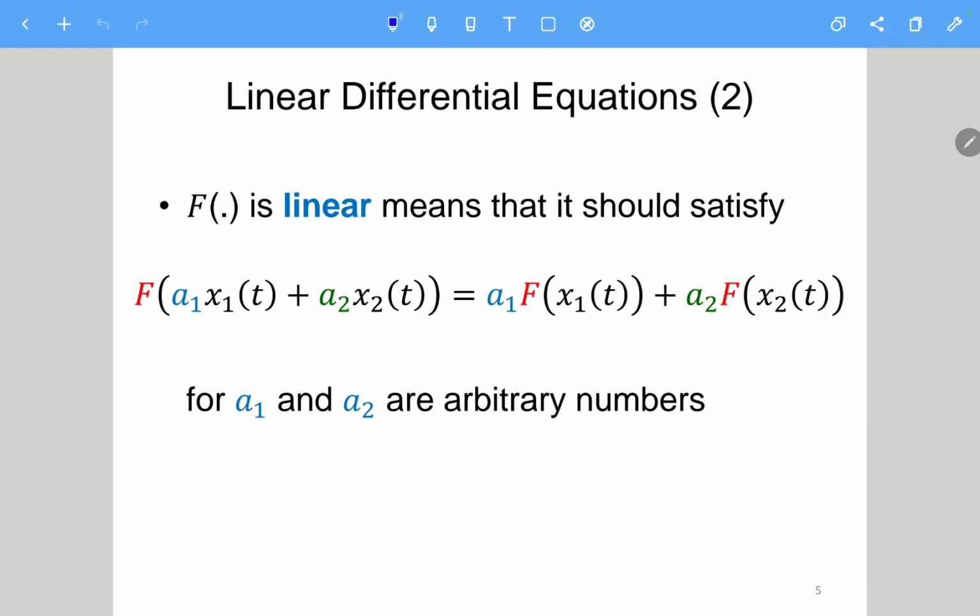Okay, and in another sense, if the functional f is linear, it means that it should satisfy this equation. It looks quite complicated, and actually it can be separated into two independent characteristics. First is called the superposition.